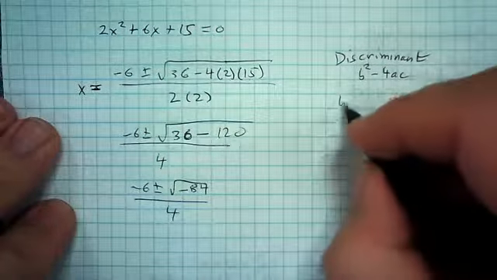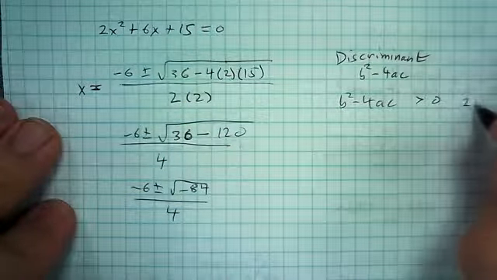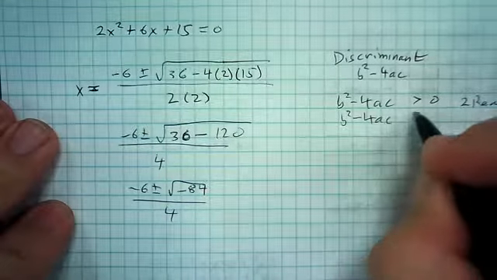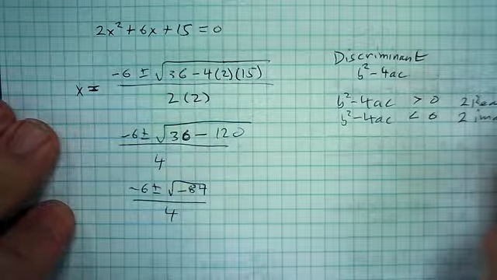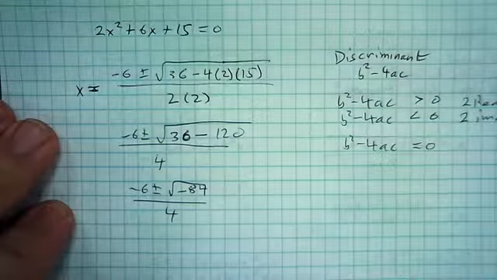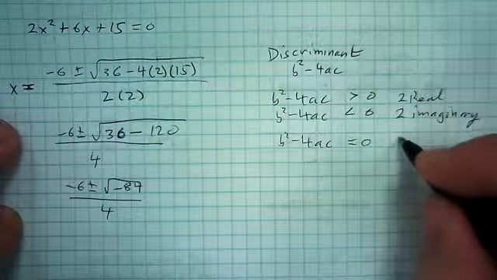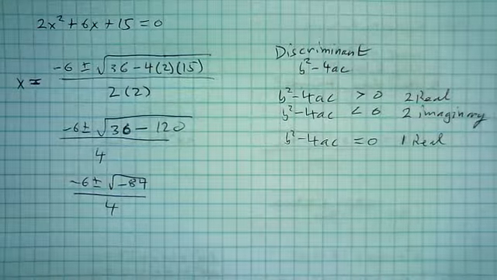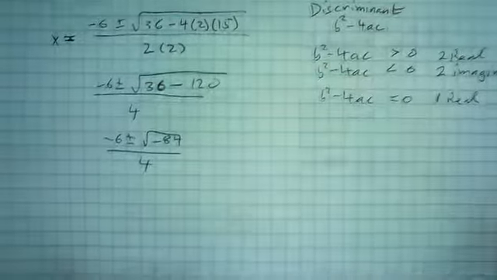If b squared minus 4ac is greater than 0, you're going to have 2 real solutions. If b squared minus 4ac is less than 0, you're going to have 2 imaginary solutions. Now if b squared minus 4ac works out to be exactly 0, you're going to be adding or subtracting 0, and you're going to have 1 real solution. Or if you like, the same solution twice, because adding 0 and subtracting 0 are the same thing.